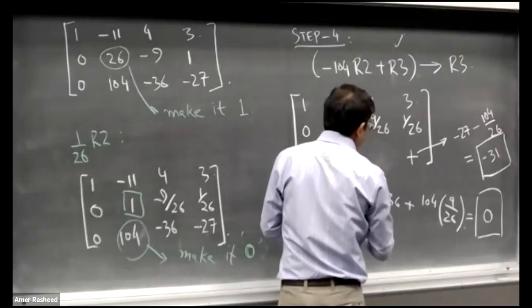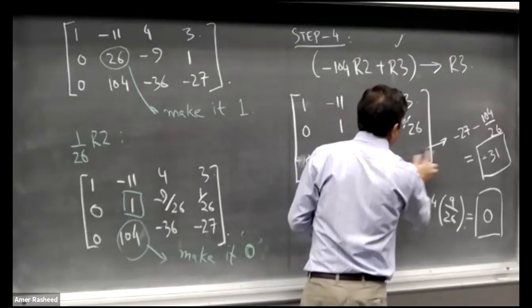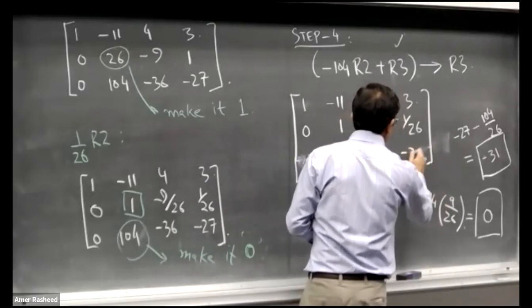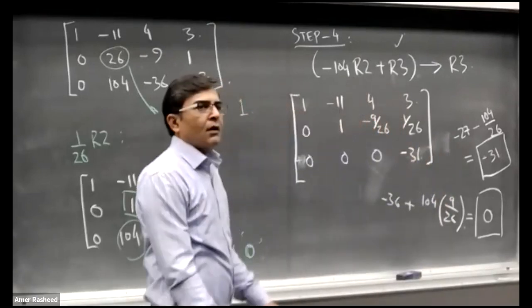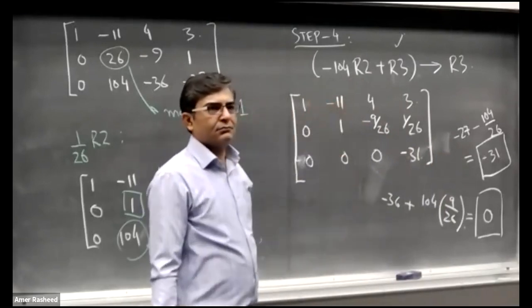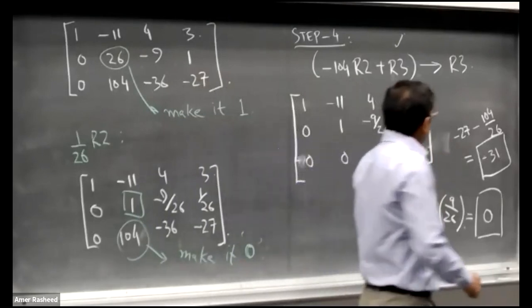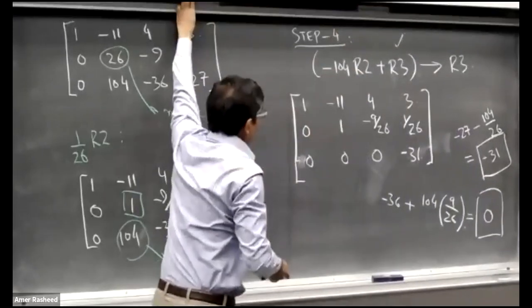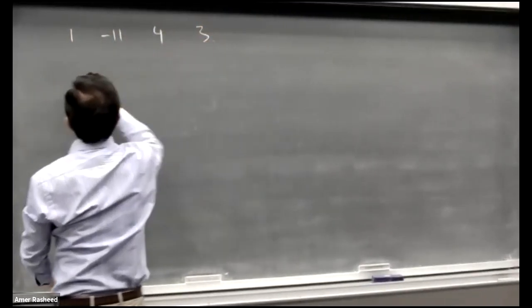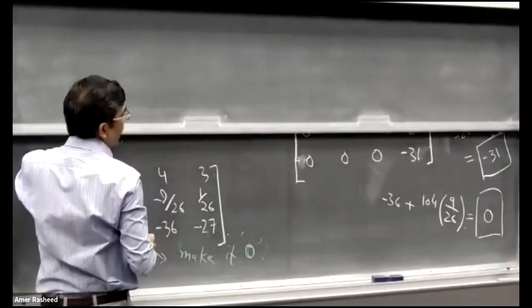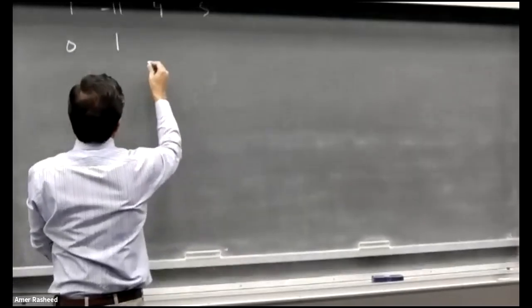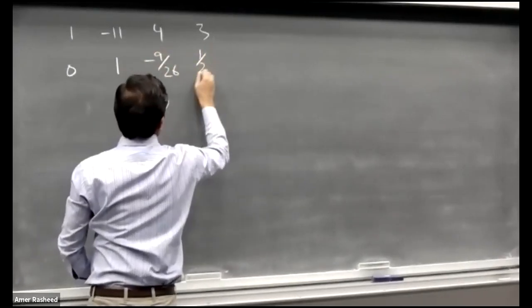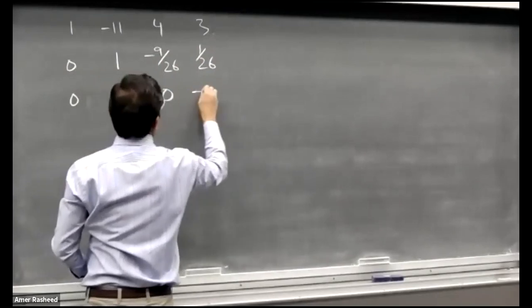Okay, thank you. So this star entry is what? It is 0, and this plus entry is minus 31. Now we stop here for now. We get this system now. Let me write it again. 1, minus 11, 4, 3; 0, 1, minus 9 by 26, 1 by 26; 0, 0, 0, minus 31.